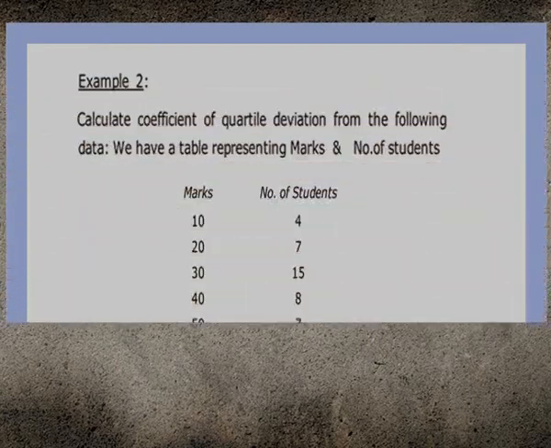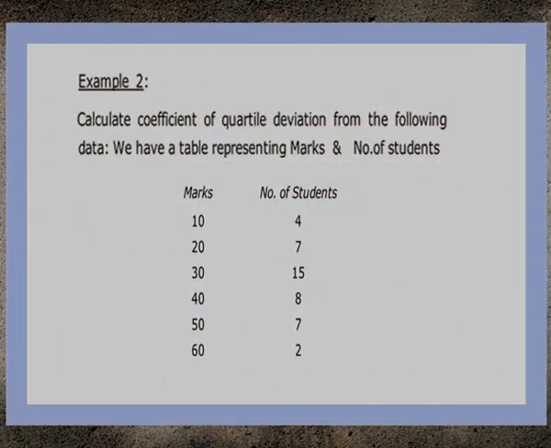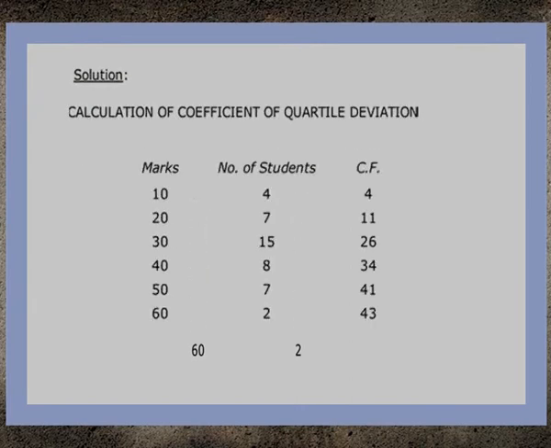The process of computing quartile deviation is very simple since we have just to compute the values of the upper and the lower quartiles. The following illustration would clarify the calculations. Let's see this illustration. Calculate coefficient of quartile deviation from the following data. Now we have a table here representing the marks and the number of students.